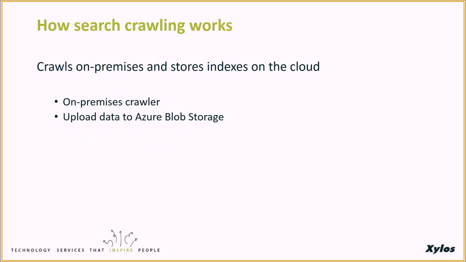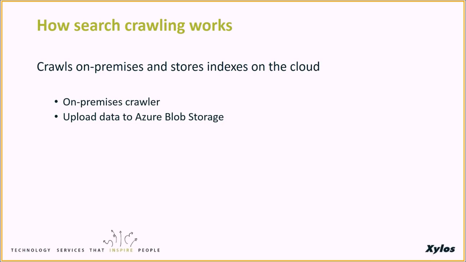Why? Because that has a few advantages. For example, that Azure Blob Storage has much less stringent throttling mechanisms. If you would send your on-premises index to the cloud all the time, and you will do a few full crawls a day, or a few incremental crawls probably, that would interfere with SharePoint Online throttling mechanisms.